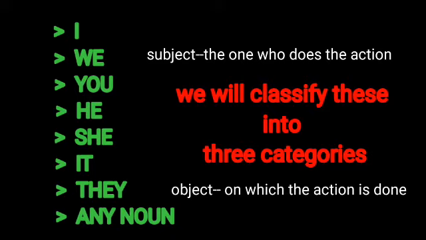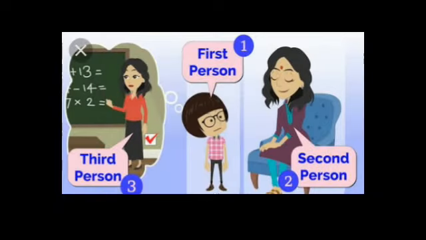And now we're going to classify these 8 words into 3 different categories: first person, second person, and third person. Let's try it out with an example. A boy returns from school and explains to his mom what her teacher taught in the school. So the boy who is speaking is the first person, and the mom who is listening is the second person, and they both are talking about the teacher, where the teacher is the third person.